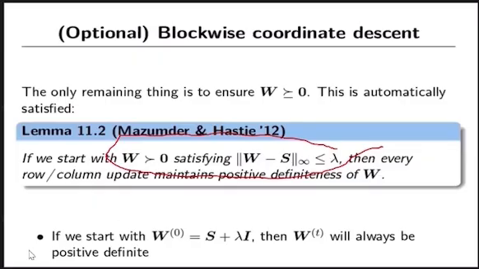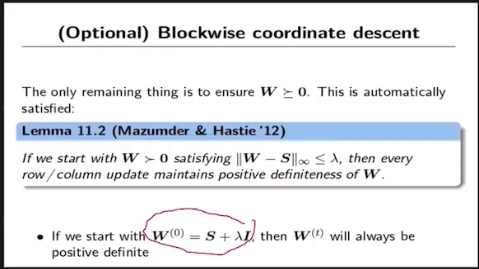Now pay attention. To be able to start with that, I actually start with S plus lambda I, because initially that very S, the sample covariance, may not be positive definite, and I added lambda I. The lambda I is to make sure the diagonals stay positive. Does that make sense?